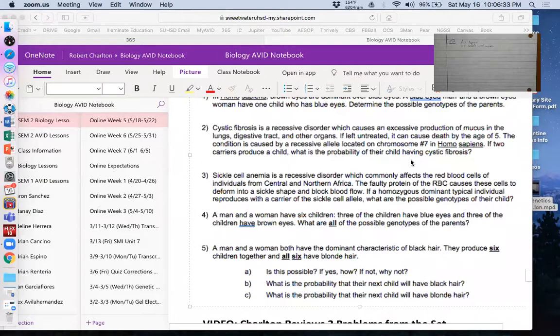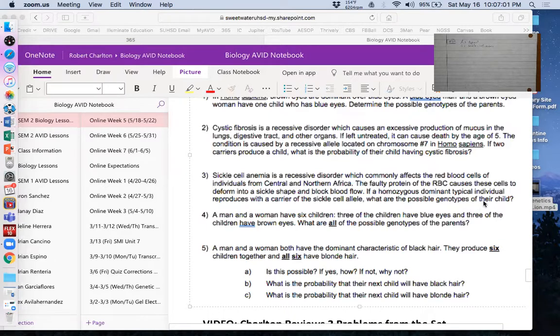Let's go back to the question. Notice how I'm going back to the question. You got to do that. Okay, you're not going to just read it and know the answer is dot. You're going to have to work your way through it. All right, a homozygous dominant typical individual reproduces with a carrier. Woo, that's a mouthful. All right, so one person is homozygous dominant typical. Homozygous dominant typical. Okay, and the other person is a carrier. What are the possible genotypes of their children?